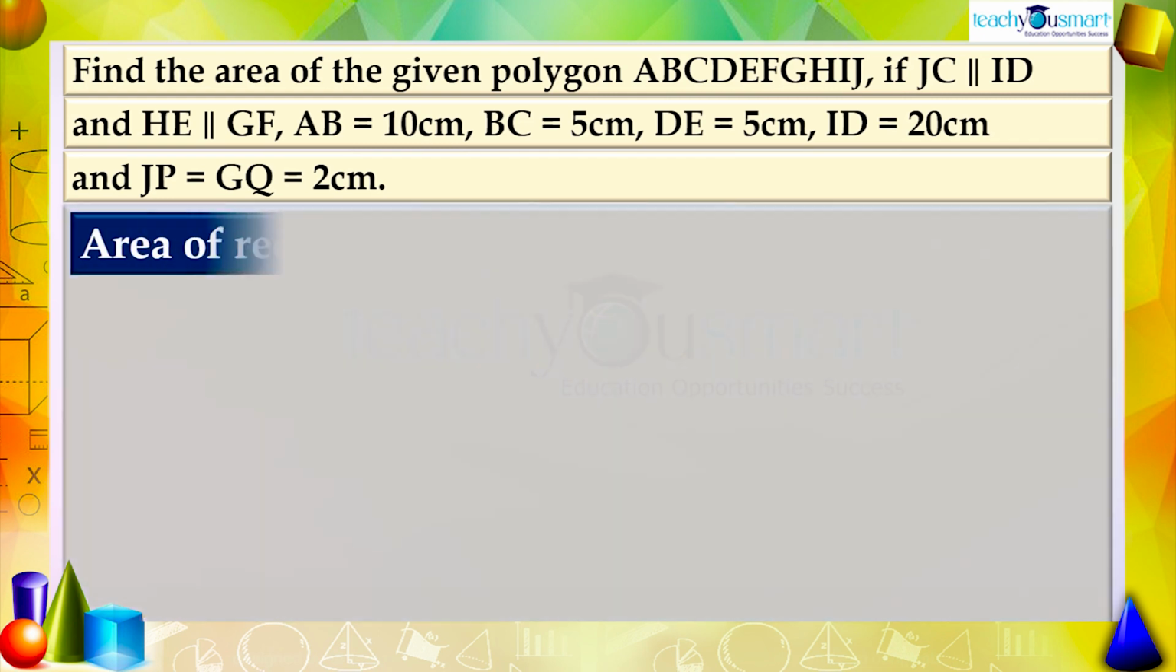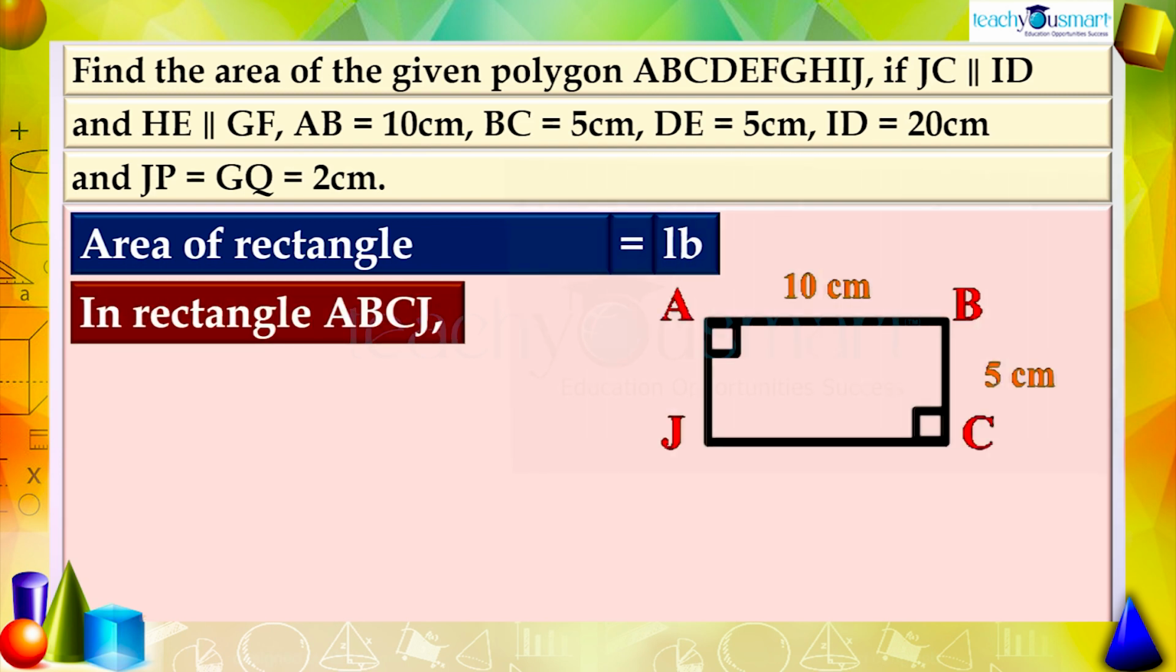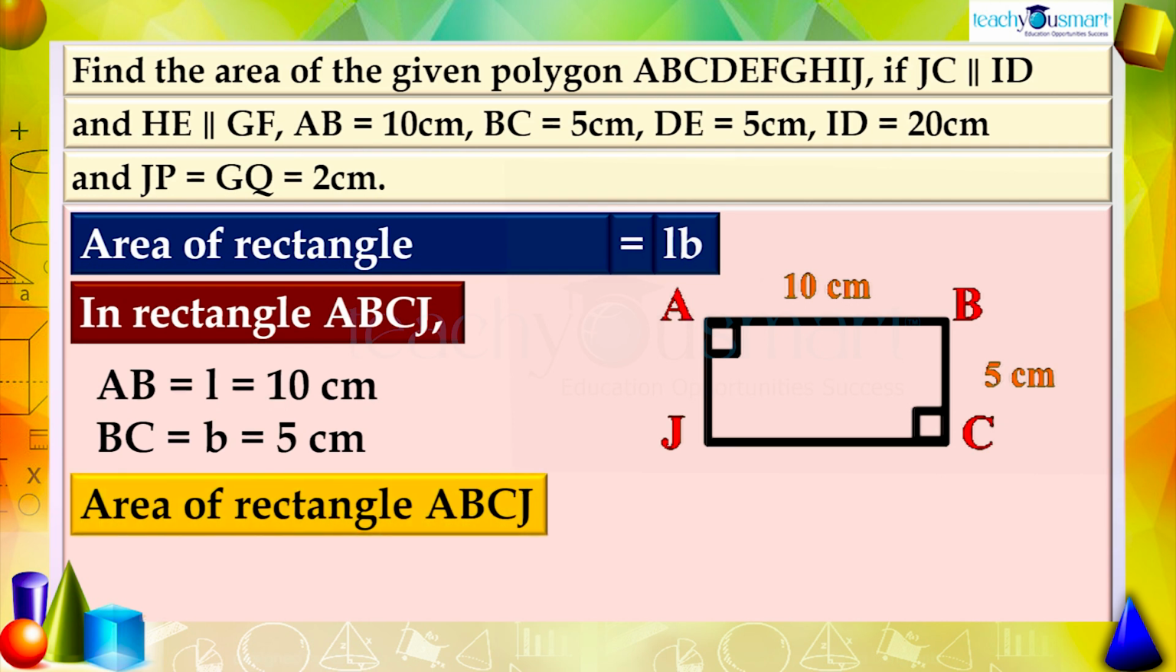We know the area of a rectangle is L times B, where L is the length and B is the breadth of the rectangle. Then, in rectangle ABCJ, AB equals L equals 10 centimeters and BC equals B equals 5 centimeters. Therefore, the area of rectangle ABCJ equals 10 multiplied by 5 equals 50 square centimeters.